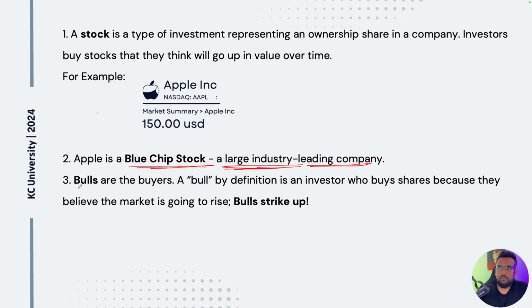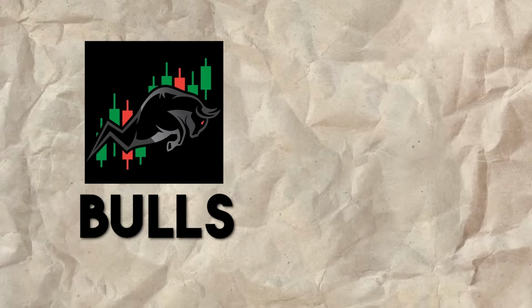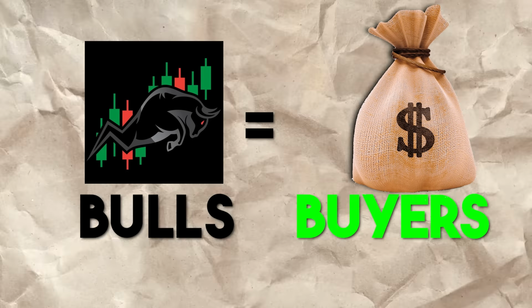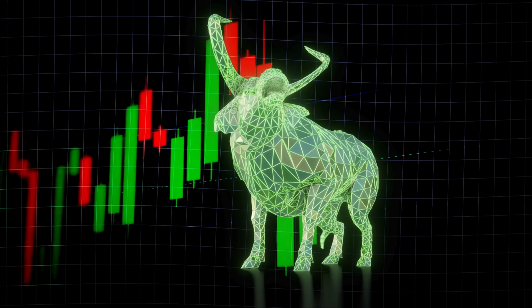Now, what are bulls? Bulls are buyers. Why are bulls called buyers? A bull by definition is an investor who buys shares because they believe the market is going to rise. So they believe the market can go up. That's why they buy. Bull is another word for the market going up. Okay, how do I remember it? Everyone knows a bull, right? Have you ever seen a bull strike up? He literally thrusts his horns upward, boom. That's why a bull strikes up, the market goes up. Sweet.